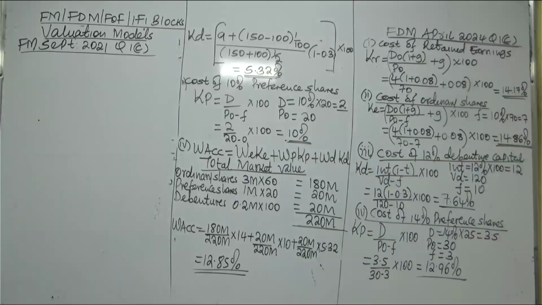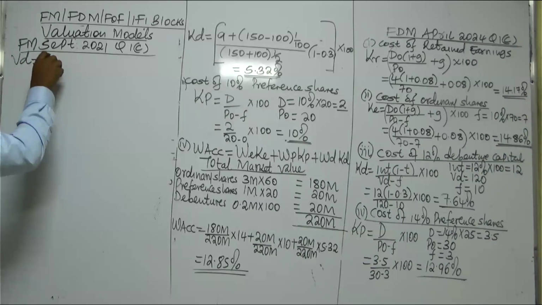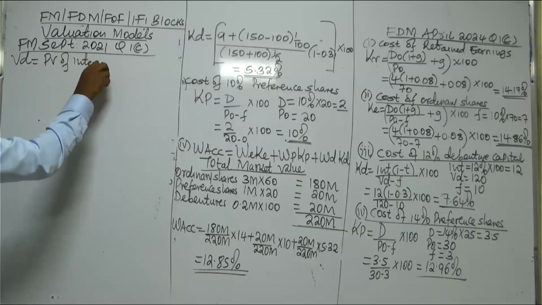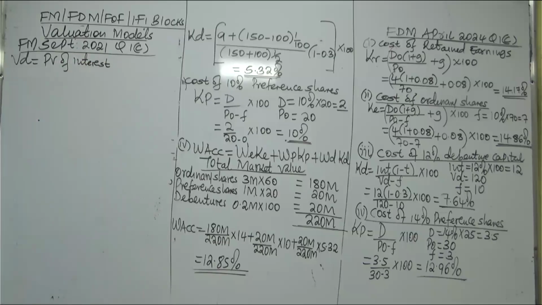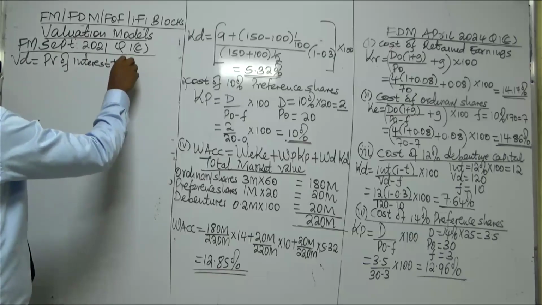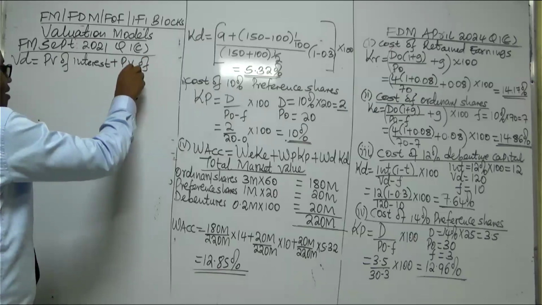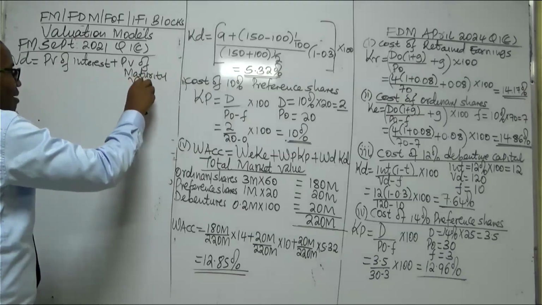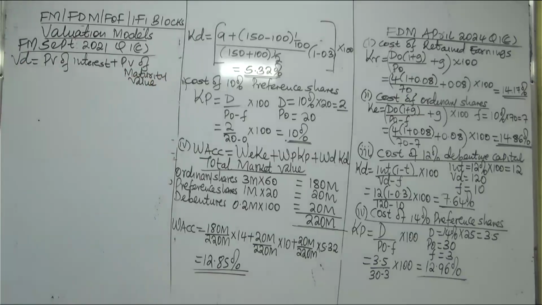This is a redeemable bond. And how do we get the value of a bond? It is given by the present value of what? Is the present value of interest, you add the present value of what? Let me not ask. So that is how we get the value.